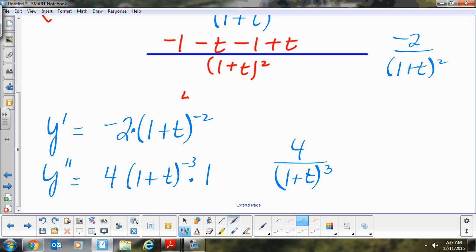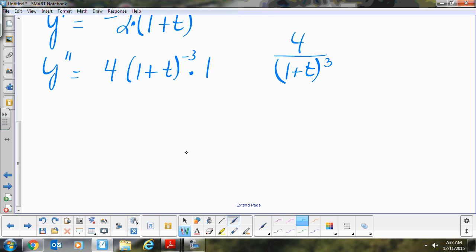And what did they ask us for? They asked us for acceleration, which is the second derivative, and they wanted the acceleration at 0. So now we're going to say 4 over 1 plus 0 cubed is what? 4.